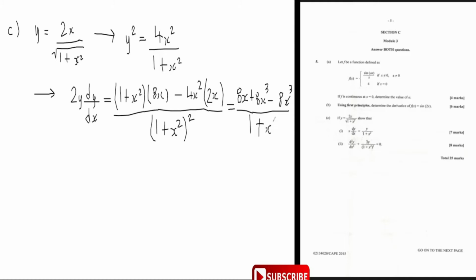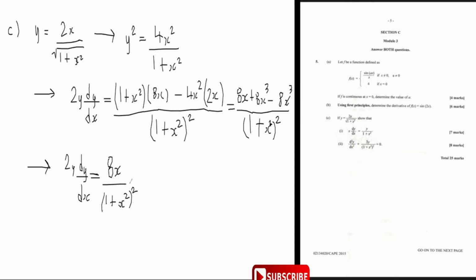So the differentiation part is done already. All we're doing now is just testing our algebraic skills. So this implies we have 2y dy by dx is equal to 8x plus 8x cubed minus 8x cubed. So that is just 8x over 1 plus x squared all squared.